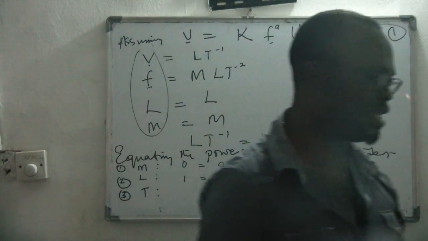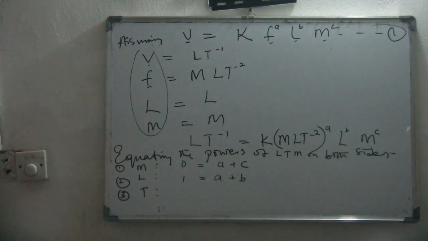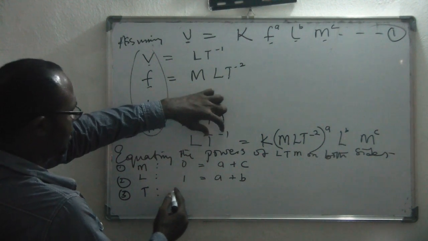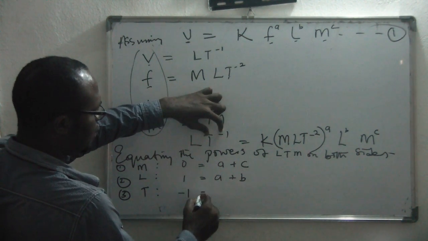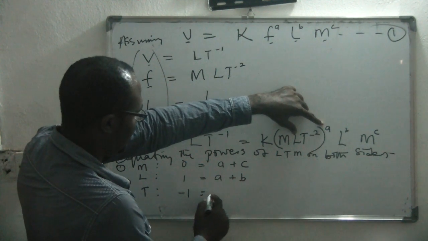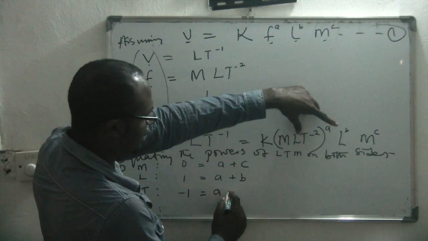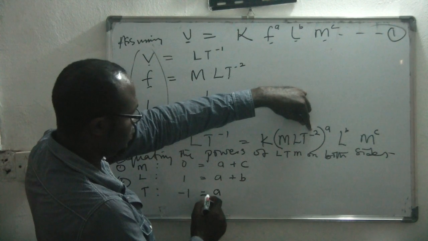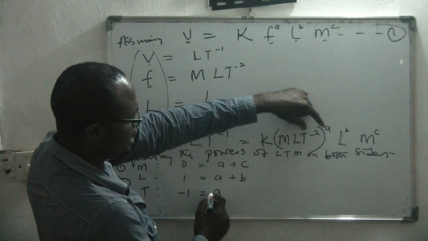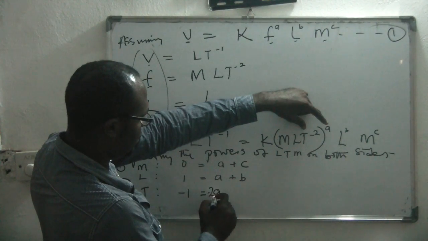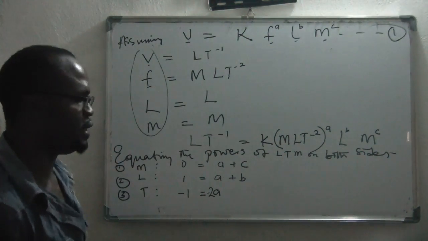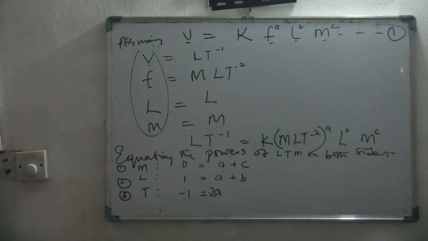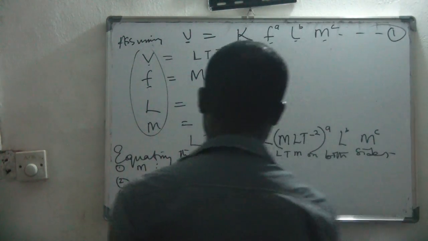Good. So let's equate the powers of T. How many T here? One. Equal to minus 1. What do we have for T here? A. Any other T? No. But T here is minus 2, so we have minus 2A. Yes, minus 1 equals minus 2A. Is that clear? So we can solve these equations now.